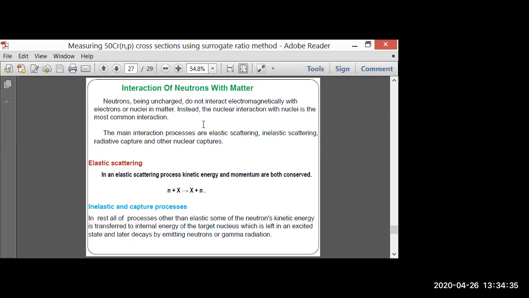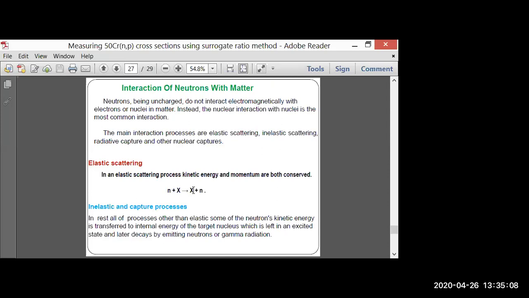One is elastic scattering, where you shoot your neutron on a target X and you have the same thing after the reaction. Your energy is conserved, your momentum is conserved, and your target is not in an excited state. So this is a clear-cut case of elastic scattering. Neutrons are very good because they don't see the Coulomb barrier, so they can go easily up to the nucleus. So they are very much interested in the nuclear interaction.